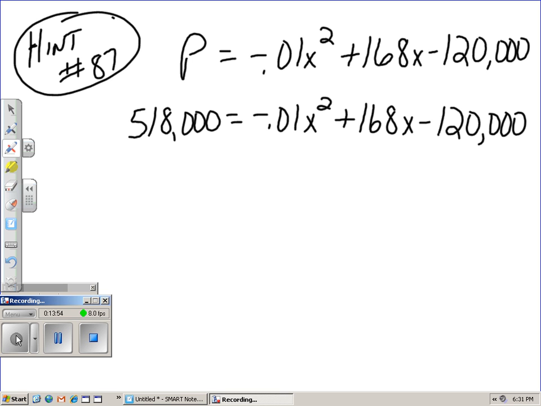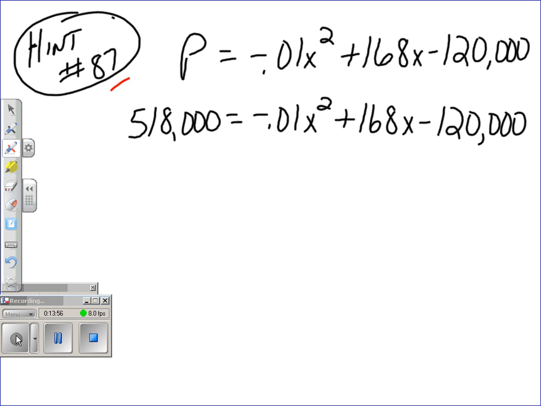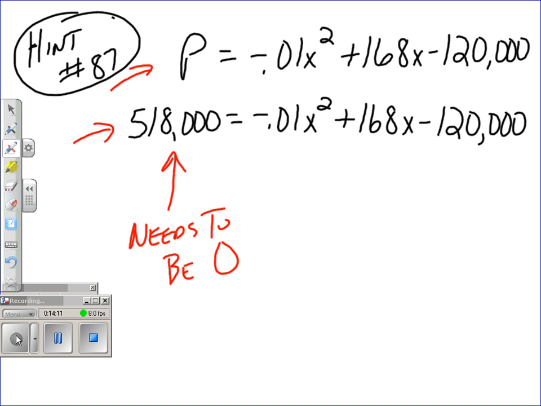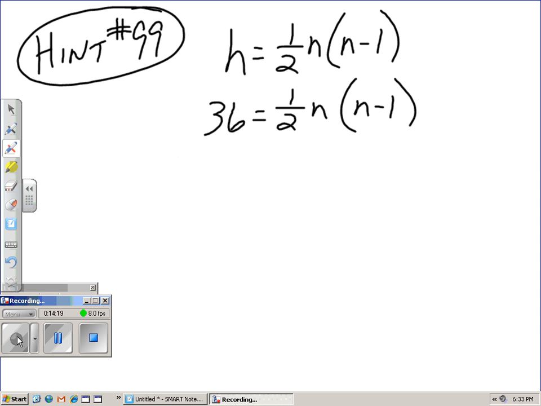Okay, I'm not going to work number 87 for you, but here's a quick hint. You start with your original formula, and then they tell you what the P stands for. But to use the quadratic formula on this, remember that this number needs to be 0. So that's your hint. Okay, subtract 518,000 from both sides, and then continue on.